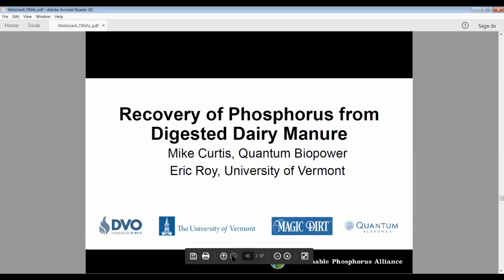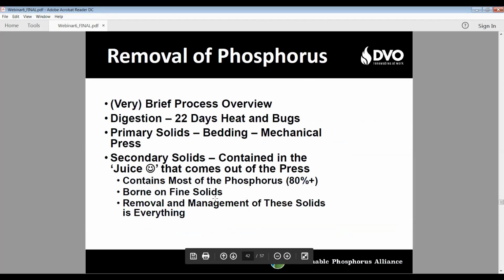Okay, there we go. So, a very brief process overview. We are working with DVO digesters in the state of Vermont and other digesters potentially. There are 13 agricultural dairy-based digesters in the state. And digestion, for those of you who don't have it, is basically 22 or 23 days of exposing manure to about 102 degrees Fahrenheit and a lot of microbiology in the absence of oxygen.